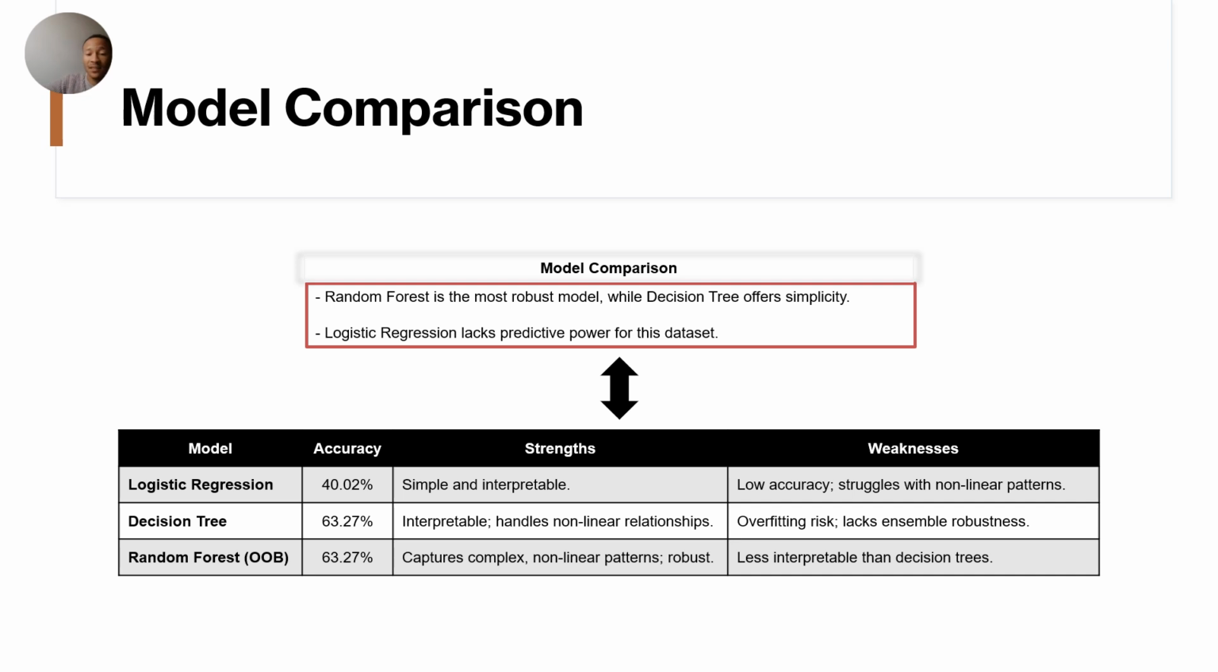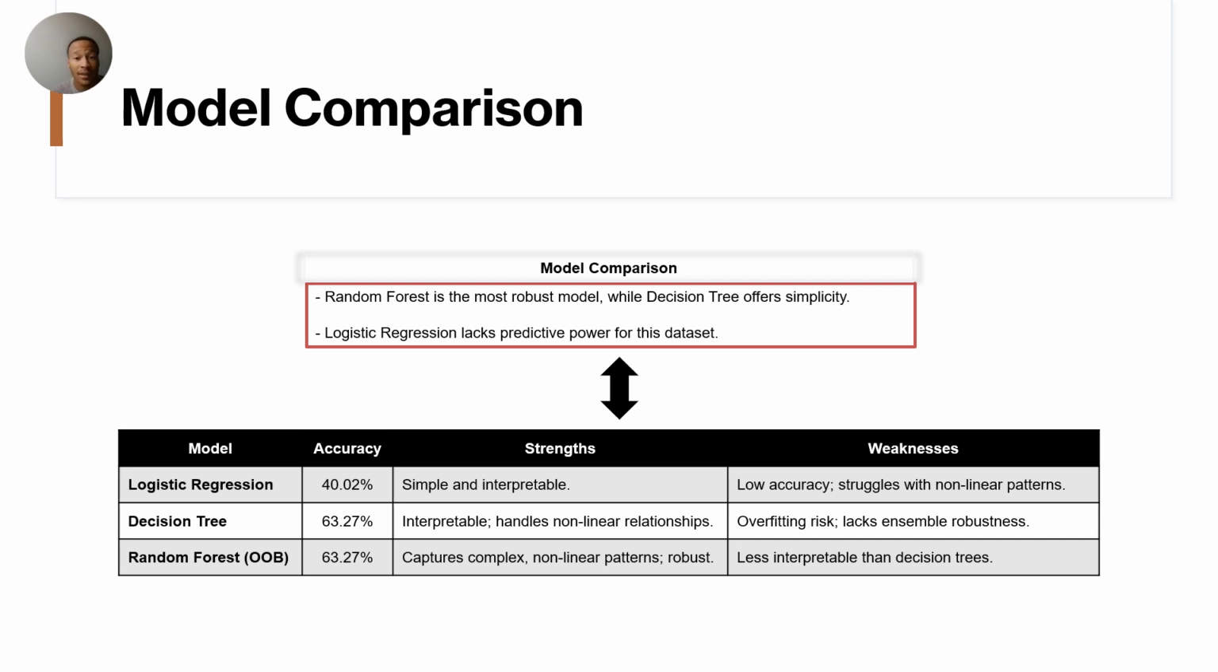As you can see, I have a comparison of the three models: the logistic regression, decision tree model, and random forest, based on their performance, strengths, and weaknesses. My goal was really to identify the best model for predicting shot outcomes. And from this comparison, we can draw two main conclusions.